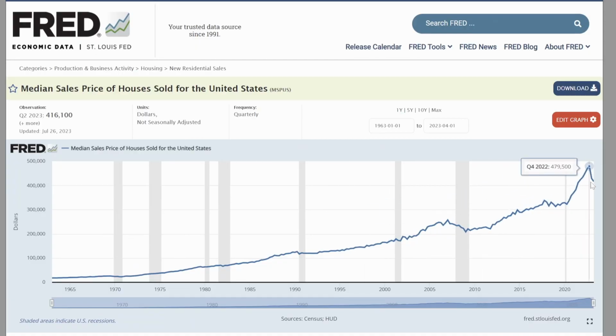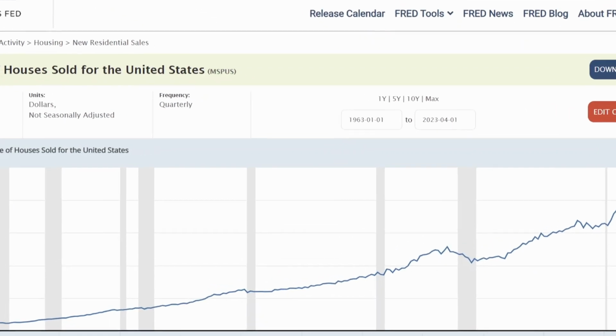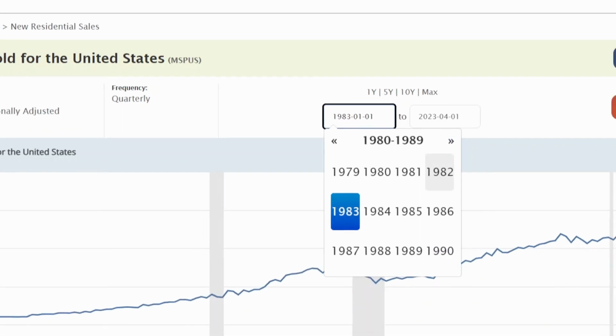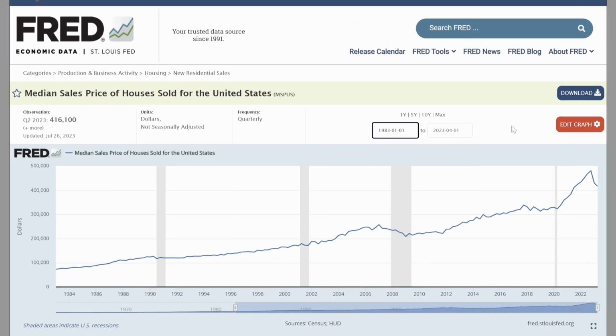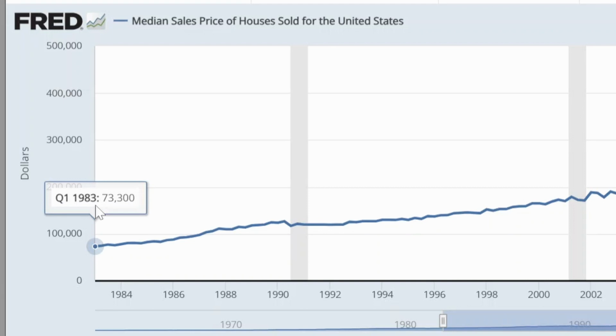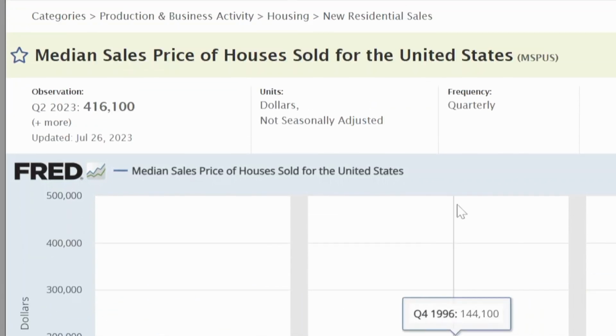What we want to know is how high will it be in 10 years? So for that, we're going to be looking at data for the past 40 years because that will give us a better understanding of the housing market over time. So 40 years from 2023 is 1983. And we can see that in 1983, an average house in the US was only $73,300. Now the average is $416,000.